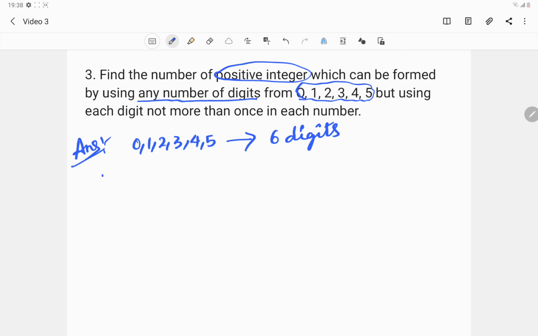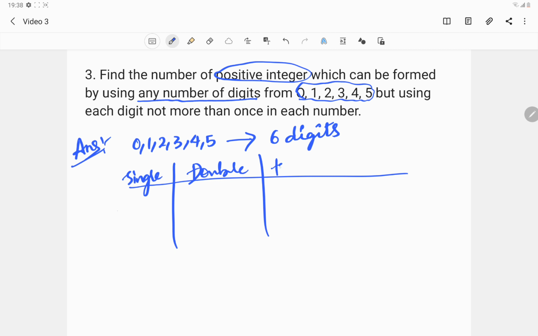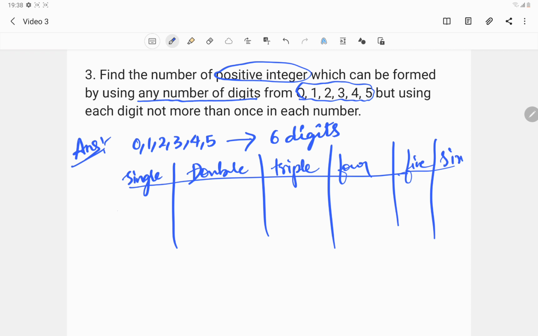If I use only one digit out of the 6 digits, I can form a single digit. If I use 2 digits, I can form a double digit. Now I can form a triple digit as well. I can form an integer with 4 digits. I can form an integer with 5 digits. I can form an integer with 6 digits by using all the digits. So now let us start with single digit.